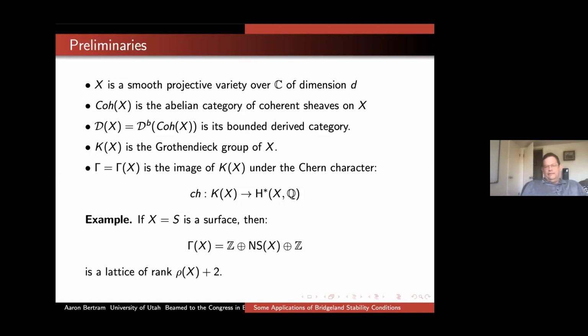Think of gamma as some free abelian group that's a subgroup of the Q cohomology of X. So for example, if X is a Riemann surface, then gamma of X is just Z plus Z, being the rank and the degree of the vector bundle. But if X is an algebraic surface, then gamma of X is the rank plus the Néron-Severi class of a line bundle plus Z. So this is a lattice and its rank is the Picard number of the surface plus 2. So if S is an algebraic surface, this is at least rank 3 and often higher rank.